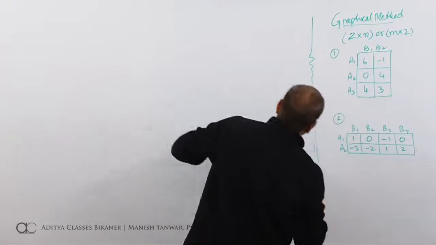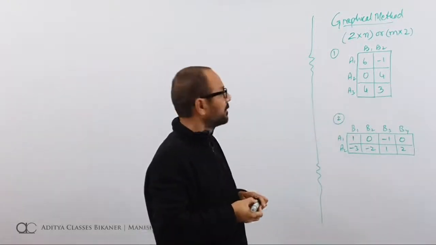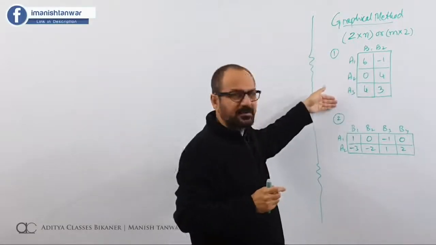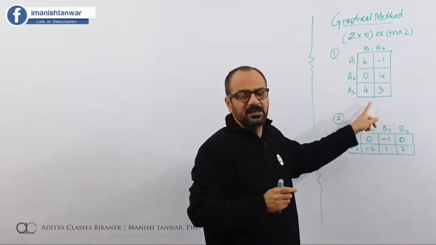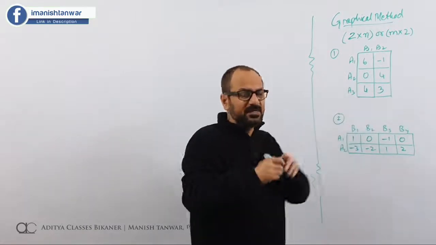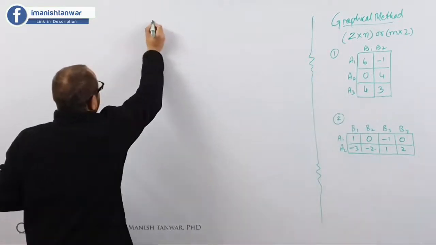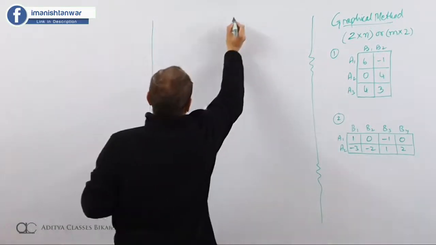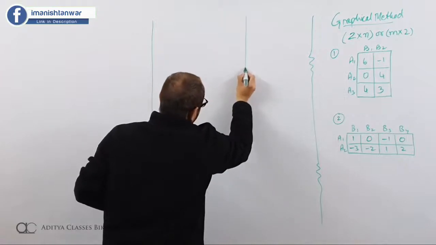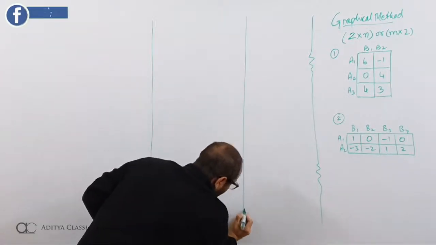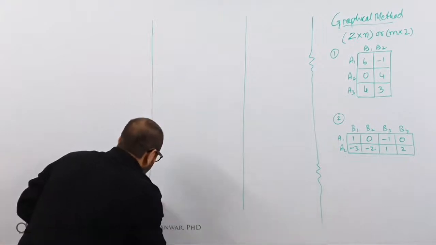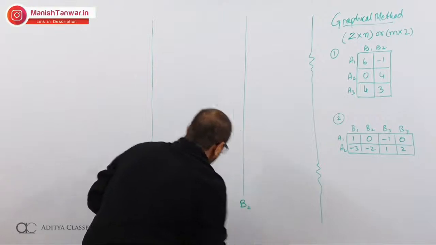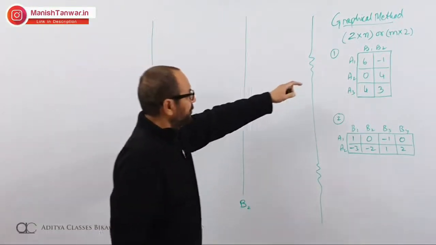Now the concept of the graphical method is that you select the player with only two strategies. Here A has multiple strategies, but B has only two strategies. So B's strategies would be plotted here. Remember that this time I'll be plotting strategies of B. This is very important to understand the concept, that I am plotting strategies of B. So this becomes strategy B1, this becomes strategy B2.